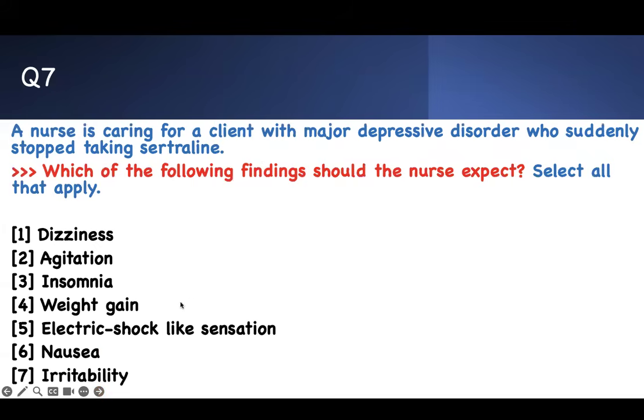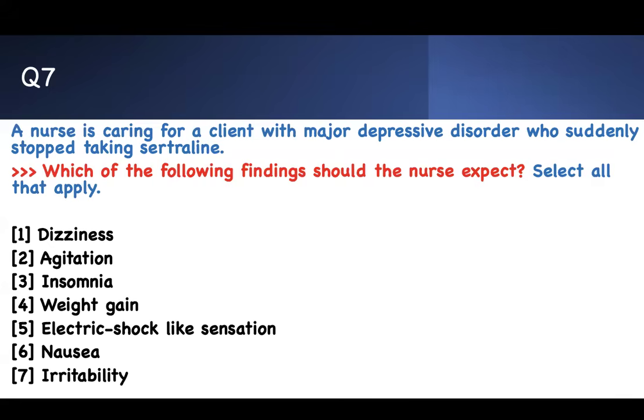A nurse is caring for a client with major depressive disorder who suddenly stopped taking sertraline. Which of the following findings should the nurse suspect? Select all that apply. Read the question from the back. Select all that apply means you have a bunch of answer choices, 7 of them. You don't need to pick everything. Pick those you are confident in. If you know only 2, pick the 2 and don't over-select. Don't be greedy.